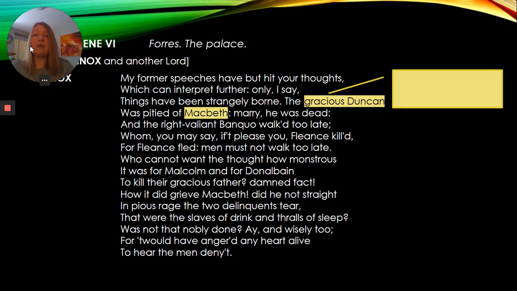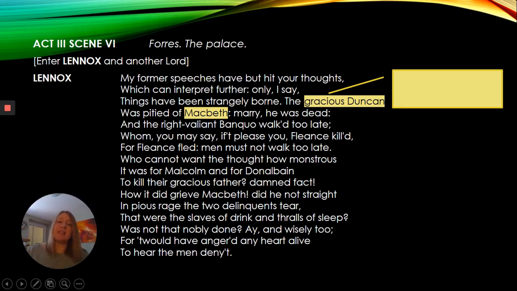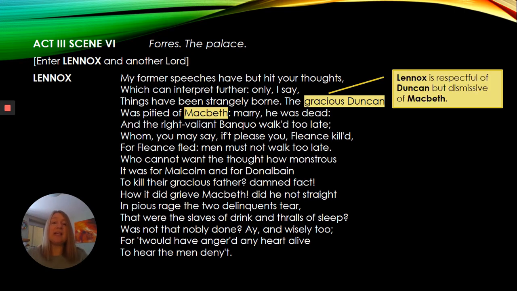Okay, so let's have a look through and explore this scene in much closer detail. Lennox is really respectful of Duncan in the way that he speaks. So look at his language here. There are adjectives to describe Duncan, but nothing to describe Macbeth. And actually, as this speech continues, we see his respect for Macbeth diminish more and more. So he's quite dismissive of Macbeth as king. So Duncan was gracious, Macbeth is nothing.